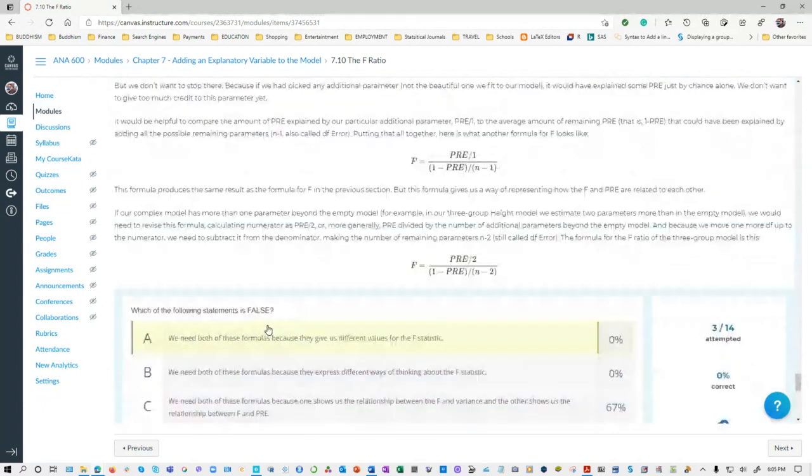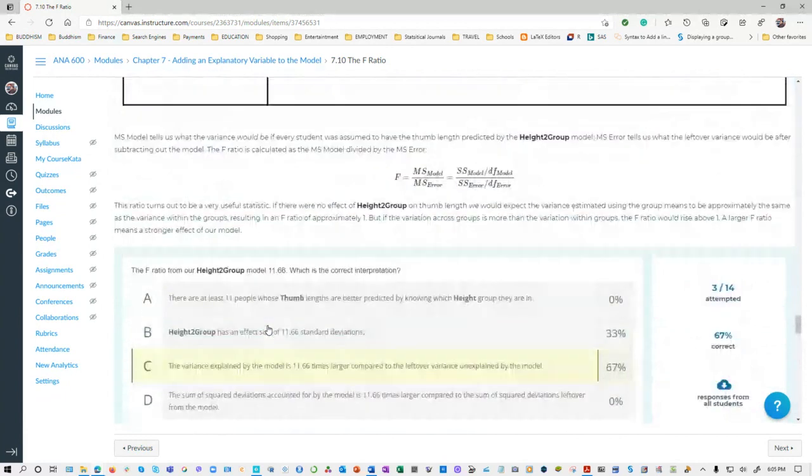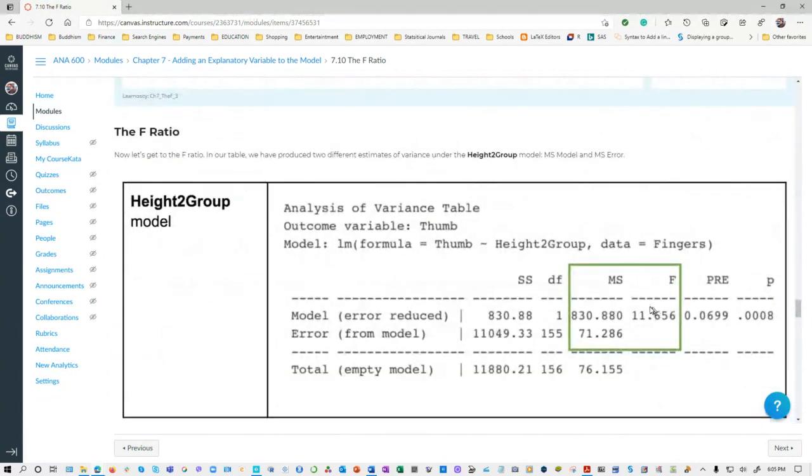But if you get, as in this example, 11 times larger, the explained variation with respect to the unexplained variation within this model is 11 times larger. So therefore, this is a good model.